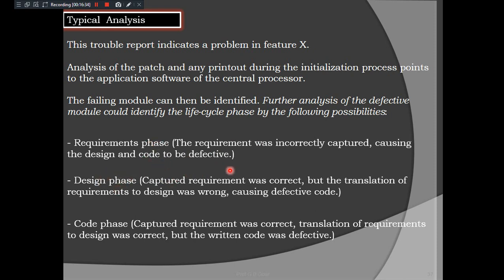Design phase: the captured requirement was correct, but in the translation of requirements to design, some specifications are wrongly mapped. 5 volt may be required, and you have taken 5.5 volt. 10 hertz frequency may be required, and you have taken 9 hertz. This was wrong and causes defective code. Code phase: the captured requirement was correct, translation was correct, but the written code was defective. We know very well where we make manual mistakes when doing programming. Like that there are 3 phases: requirement, design or code.